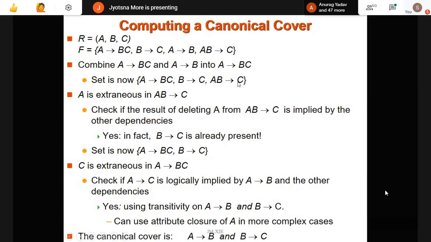See, first I am just removing the extraneous attribute A. So I am getting B determines C, but it is already there. So no need to keep that also. So my final set will be A determines BC and B determines C, which is over here. Correct? Now, again in this case, A is determining B and A is determining C when I am dividing it. Correct? So A determines B and B determines C is there.